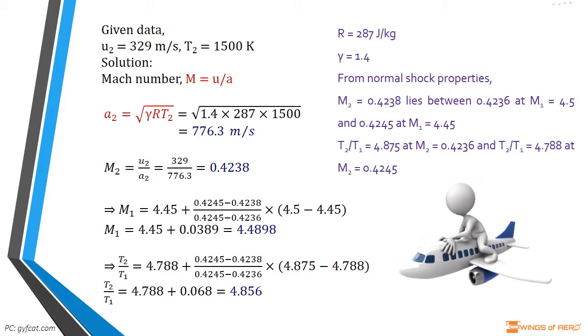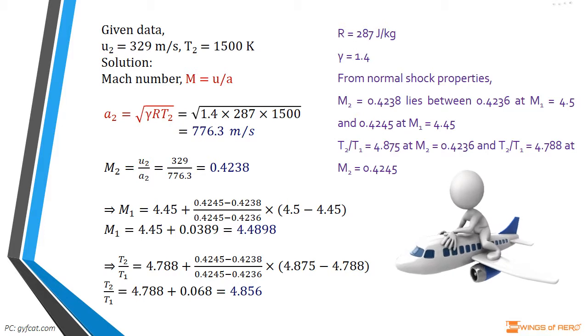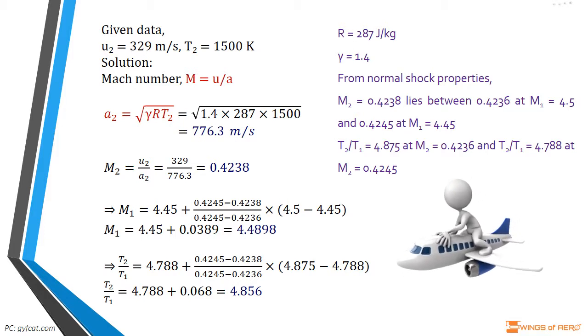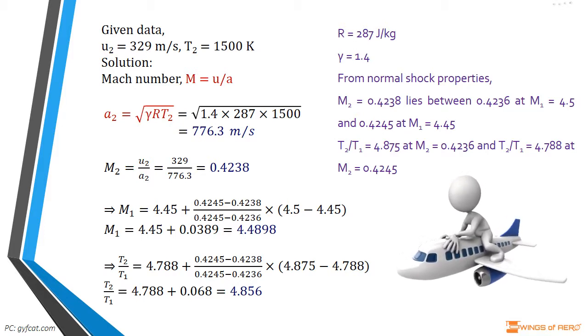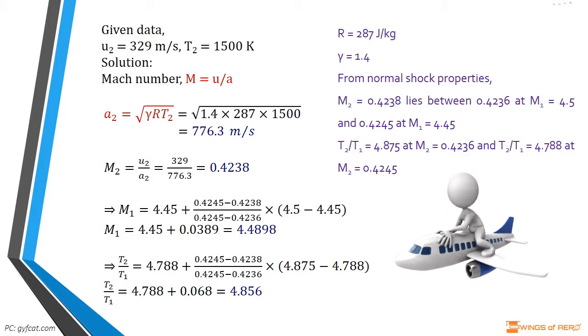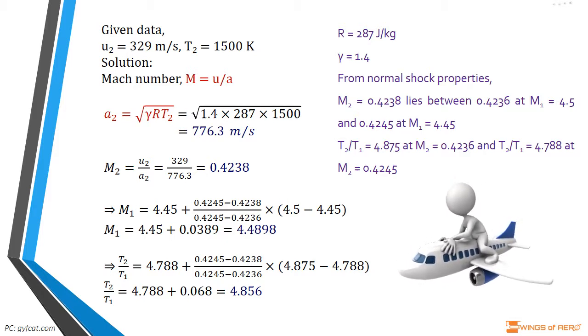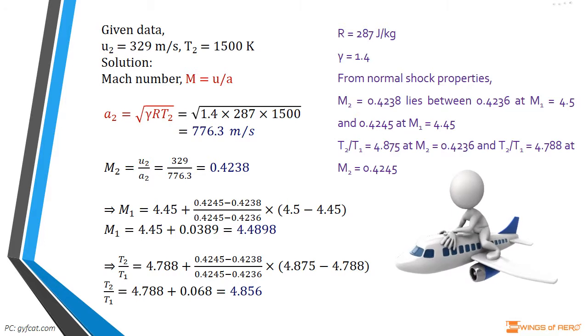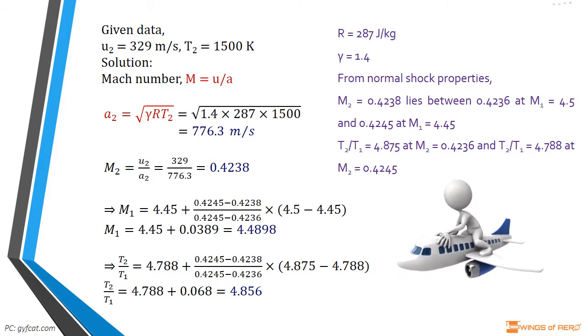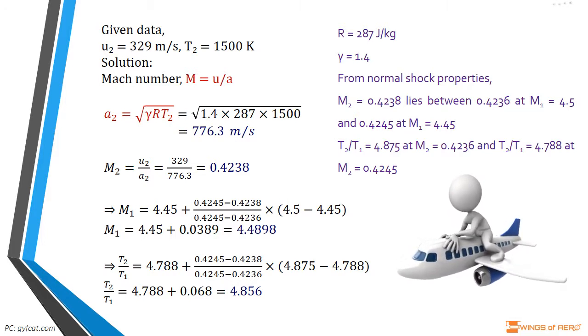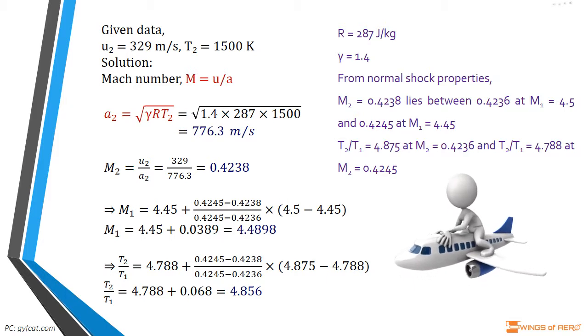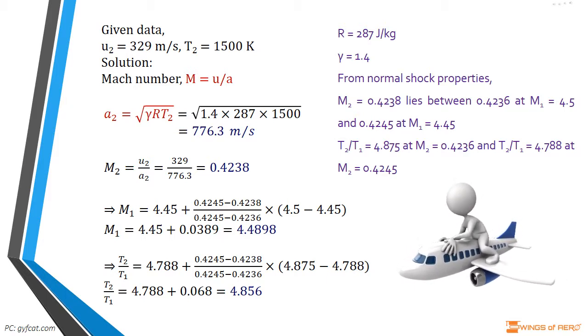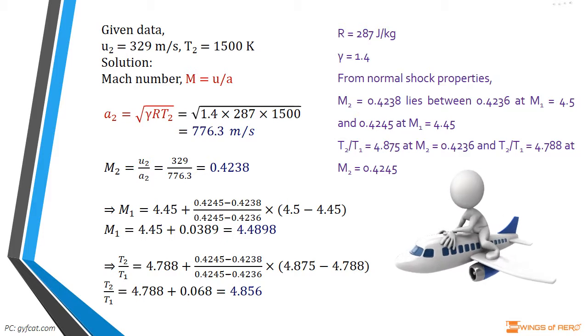First, using the given data, find the Mach number behind a normal shock wave. As we know, Mach number is the ratio of speed of body to the speed of sound in the surrounding medium. Thus, we can write M is equal to U divided by a, where U is the local flow velocity with respect to the boundaries and a is the speed of sound in the medium.